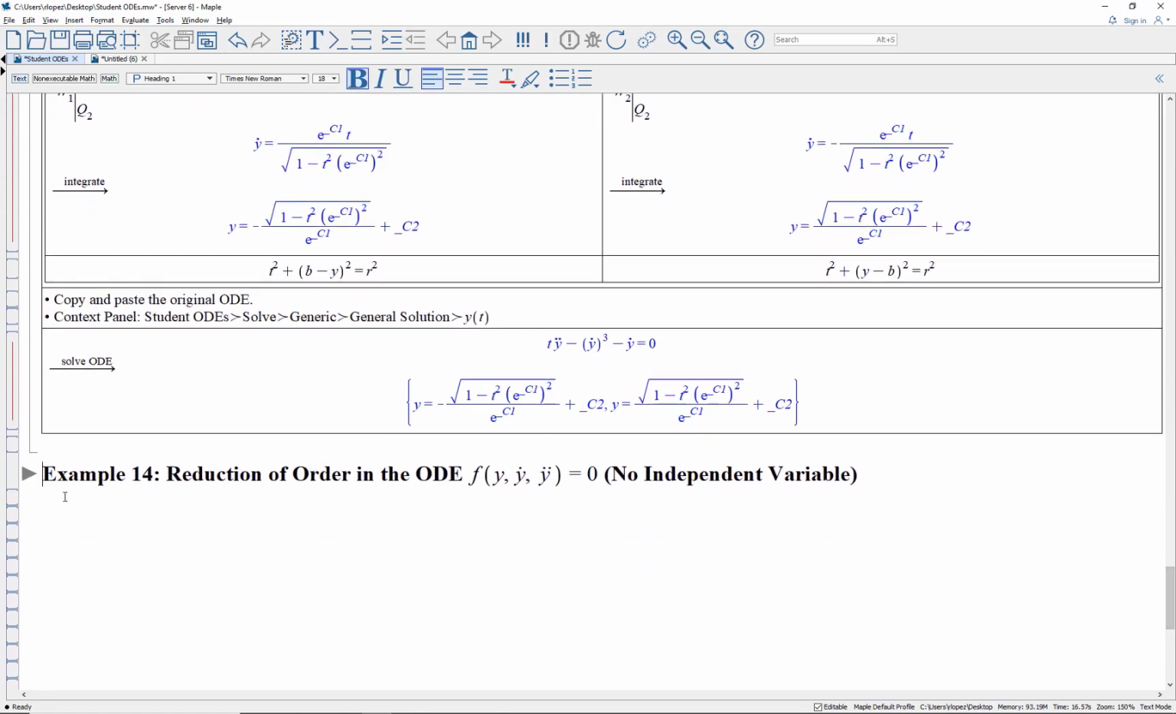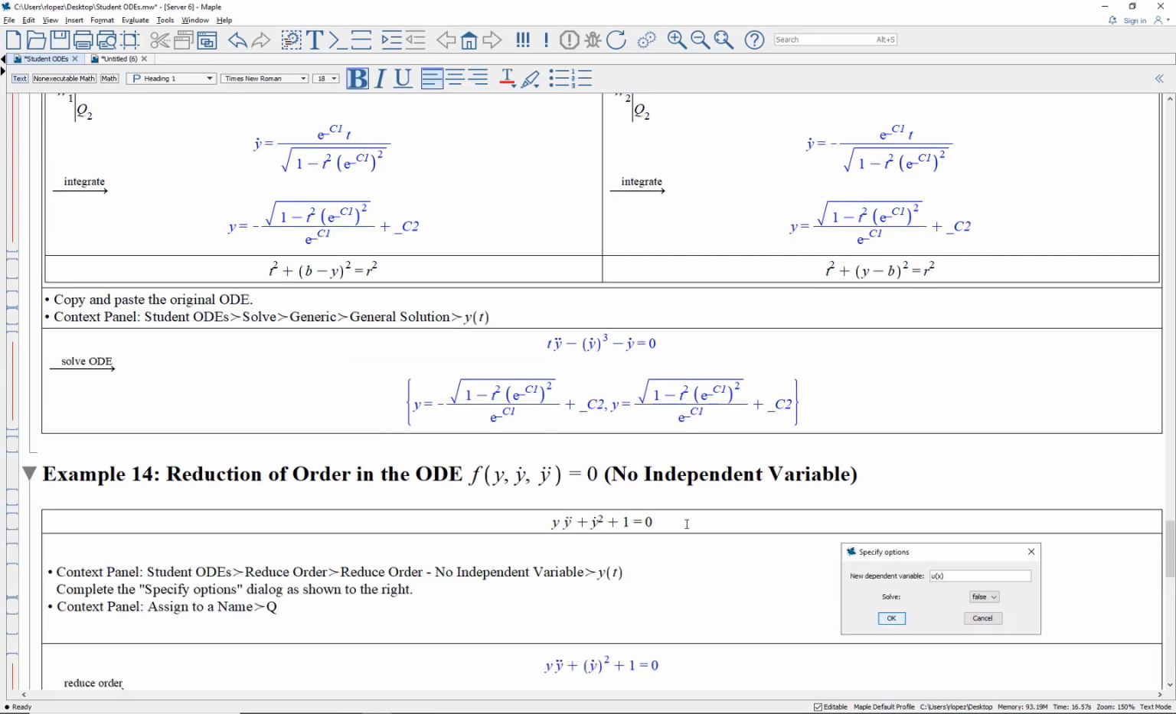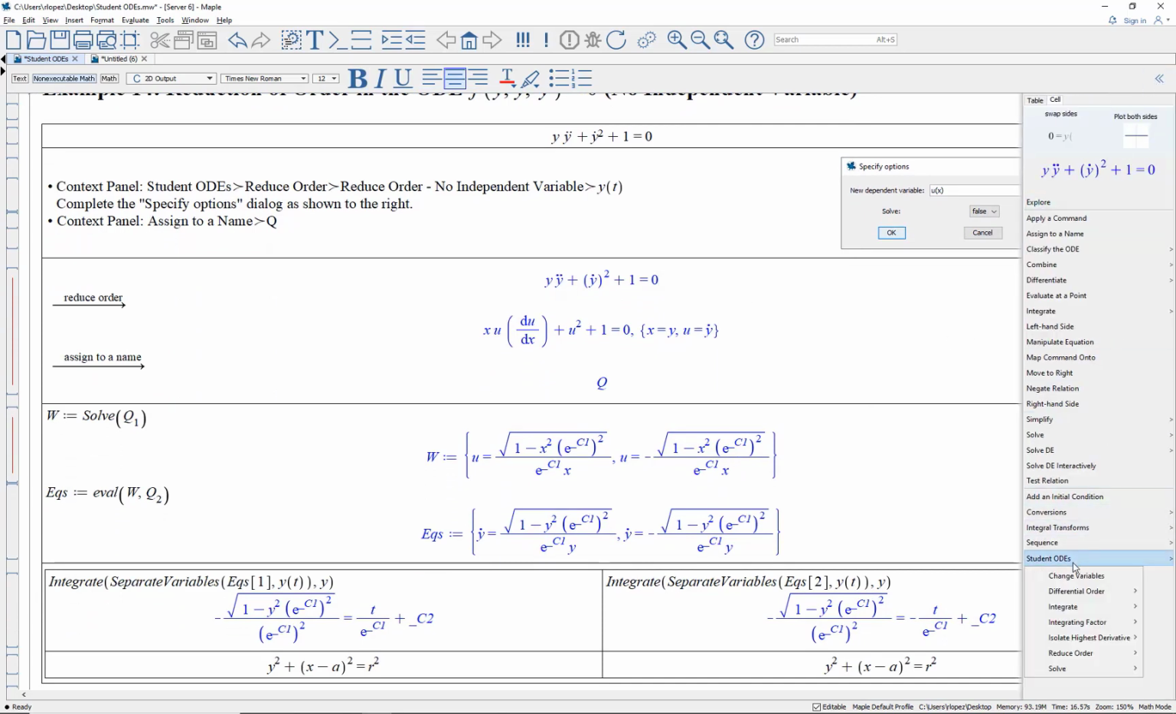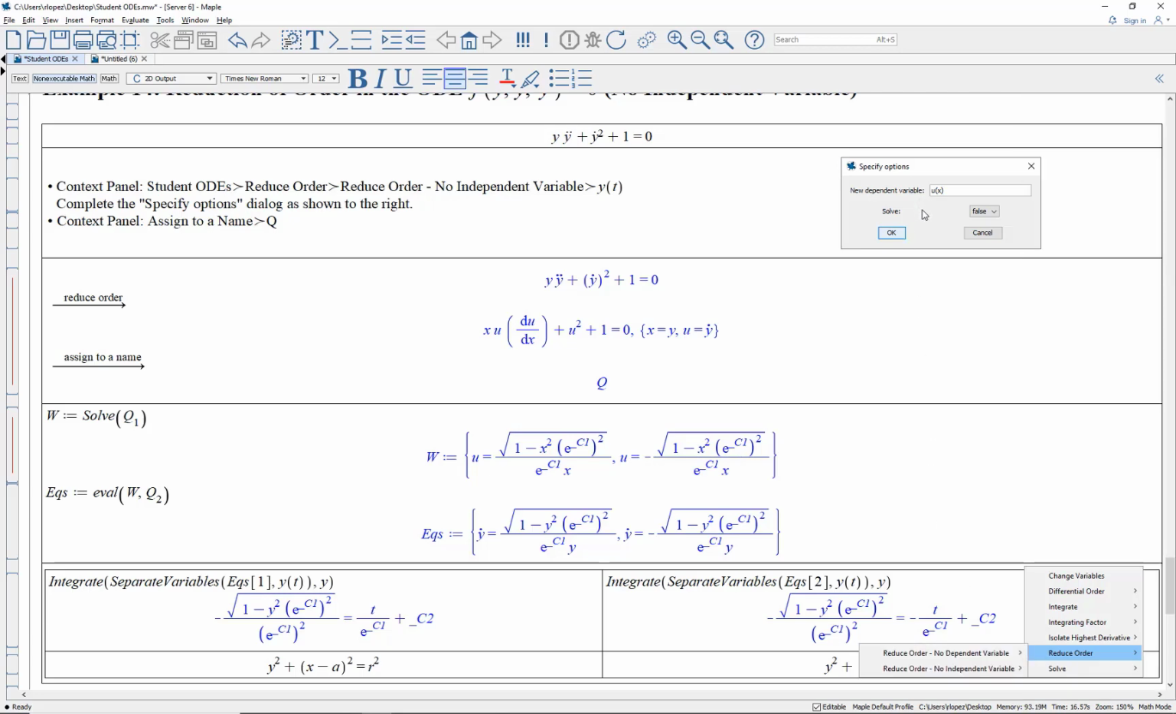If the differential equation has no independent variable, there is a reduction of order technique that works there. So here's an example. It has y and derivatives, so it does not have a t. So there's no independent variable. Context panel, student ODEs, reduce order, no independent variable. And you need to tell Maple the differential equation is an equation in y of t. And this is the pop-up that you get.